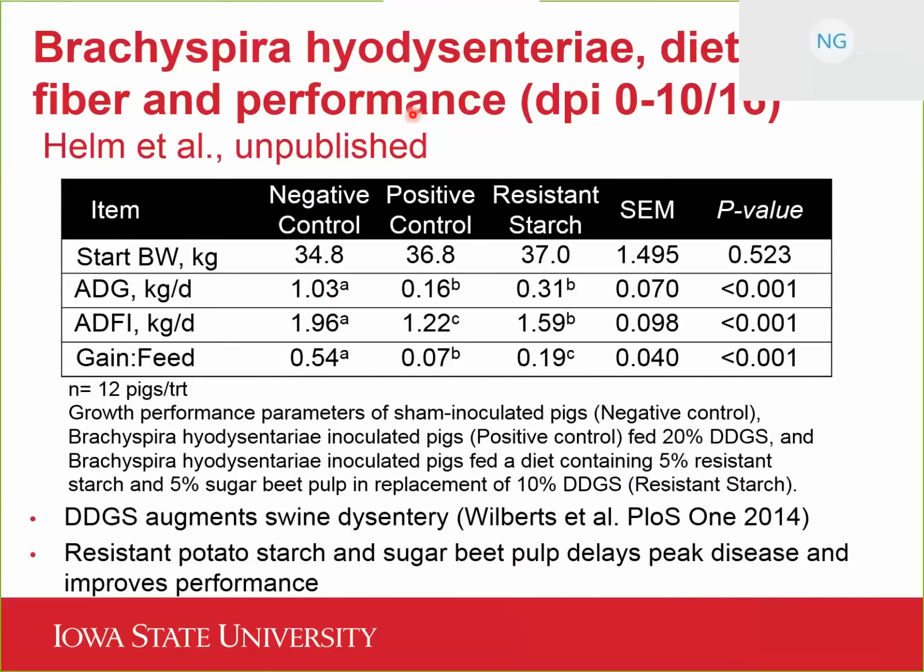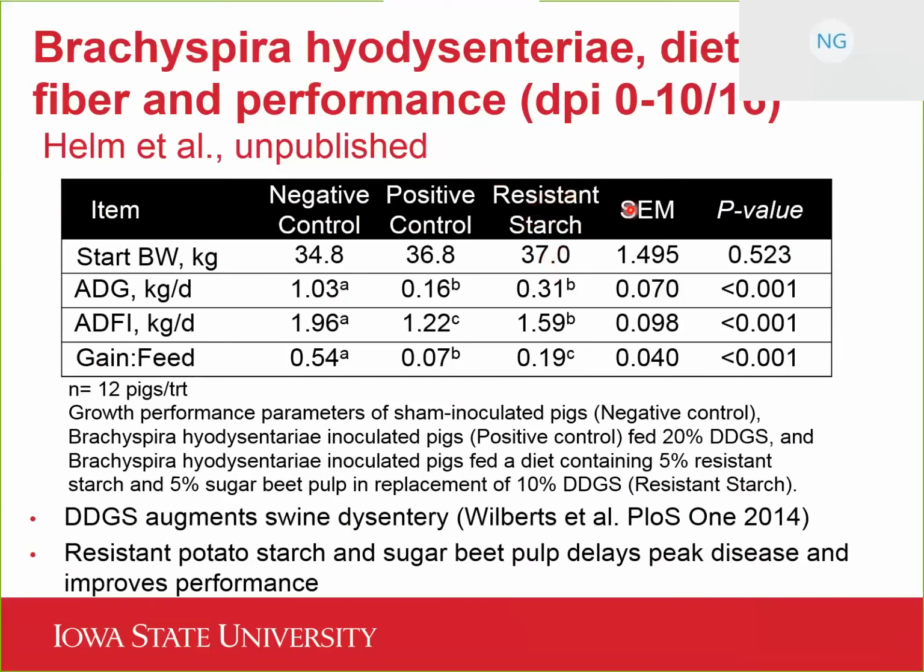For this study we had 3 treatments. These pigs started off at about 70 pounds, 35 kilograms. We had a negative control that was fed a 20% corn distillers diet. We had a positive control that was fed the same 20% corn distillers diet but was challenged with swine dysentery, or Brachyspira. And then we had a challenged group of pigs that were fed 10% distillers grains, 5% resistant potato starch, and 5% sugar beet pulp. So we're putting in a more fermentable or soluble fiber source in place of 10% distillers grains, so they still had at least a 20% inclusion rate of these products in the diet.